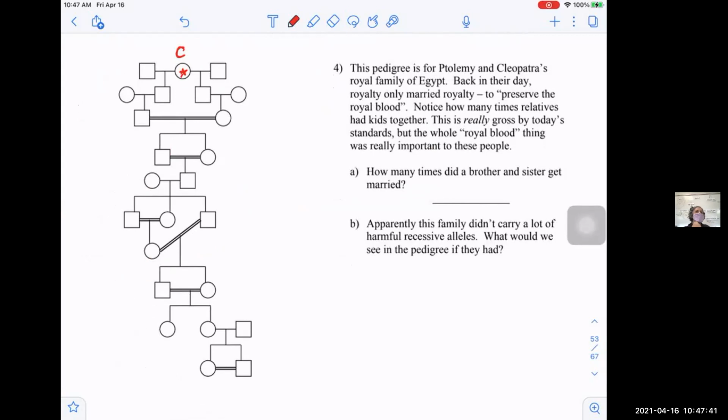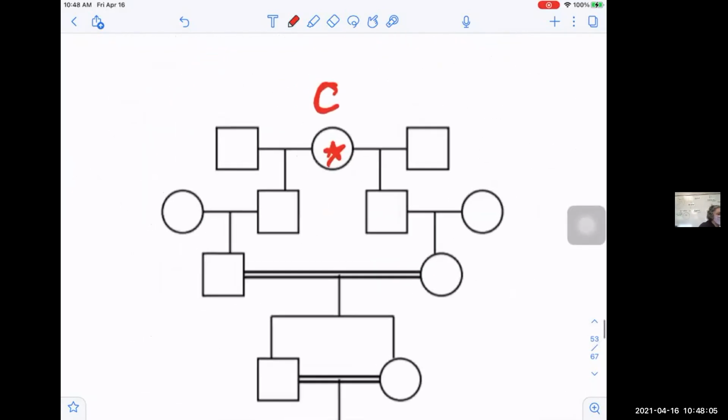So you preserve the royal blood by continuing to marry into it, or not into it, but keep the blood in the family, because they thought that was important. And so this is a pedigree showing what that looks like. All right, so I know this might seem really gross by today's standards, but let's take a look at what happened here. So we'll start up here at the top.